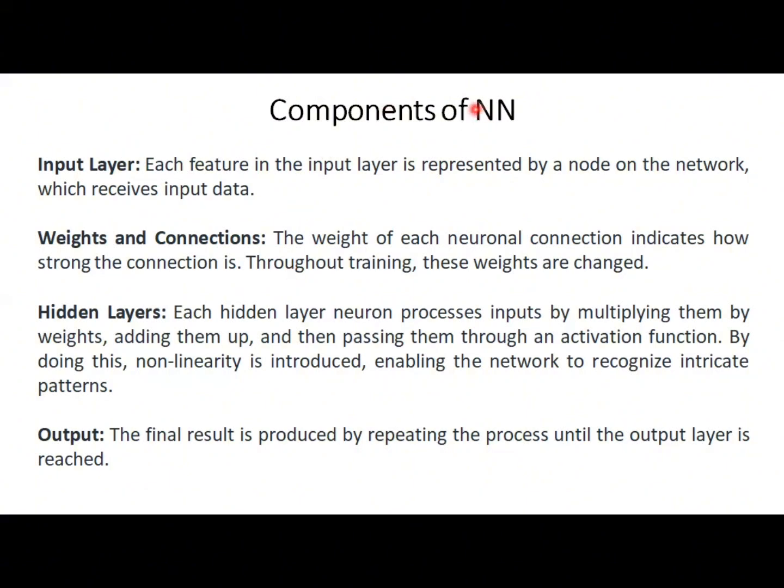So here NN means neural networks. There are three major components: one is the input layer, another is the hidden layer, and another is the output layer. There are three layers available. Apart from that, there are two major components available: one is weight, another one is bias.